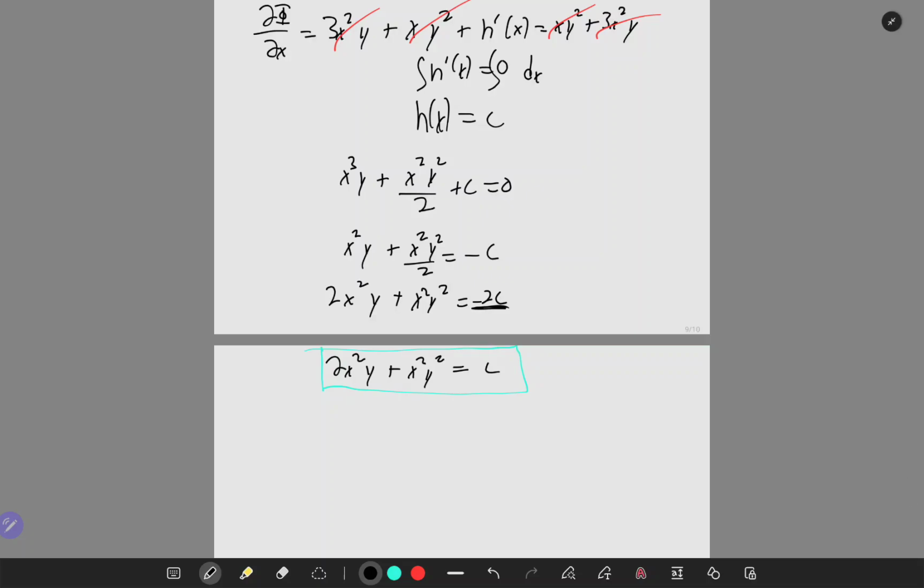Alright, so I hope you enjoyed this video. In the next one, we're going to look at what happens if the equation is in the form of an exact equation, but it's not exact. There's actually a way to make it exact with integrating factors, and I'll show that in the next video.